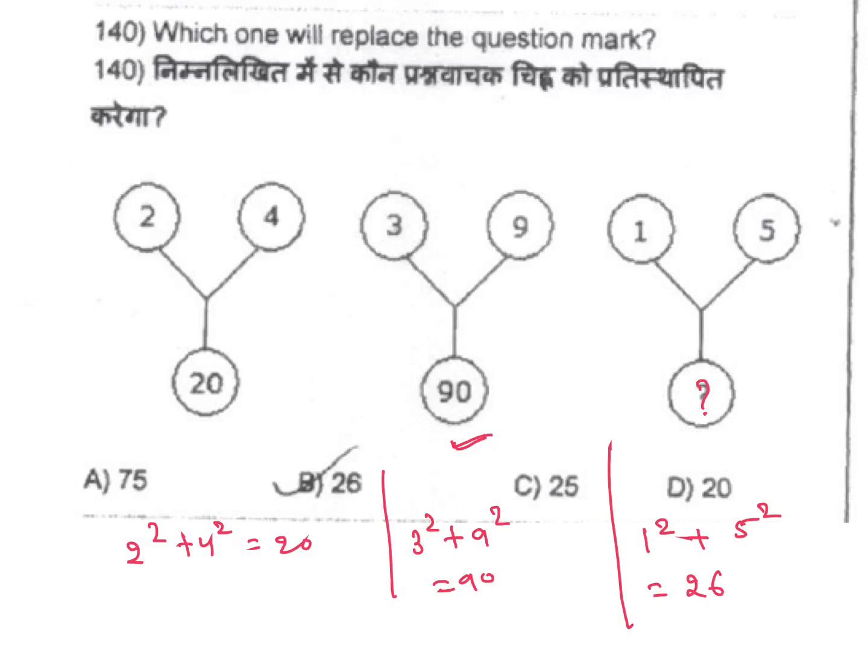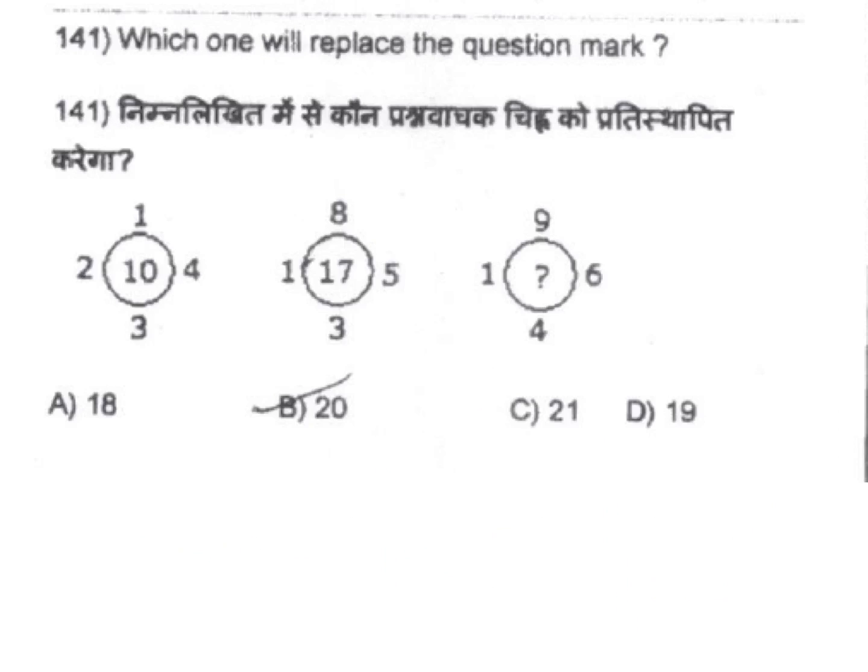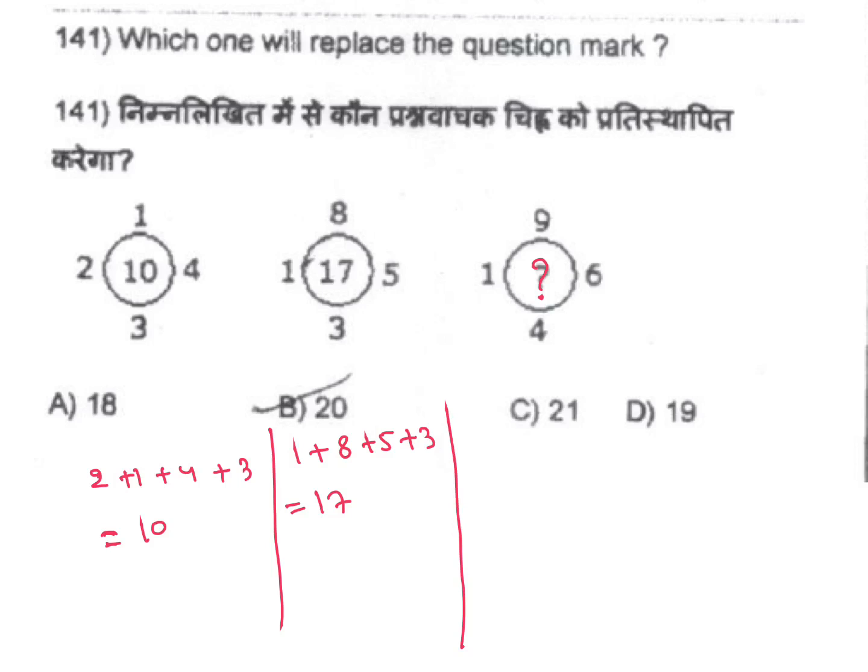Here also, in the first figure you have to answer this one. Which one will replace the question mark? In the first figure, 2 plus 1 plus 4 plus 3 equals the middle one, 10. In the second figure, 1 plus 8 plus 5 plus 3 is 17, the middle one. So same pattern: 1 plus 9 plus 6 plus 4, 10 plus 6, 16 plus 4, 20. B is the answer.